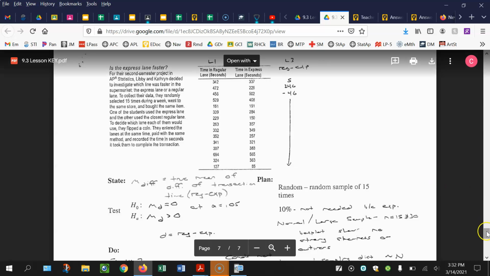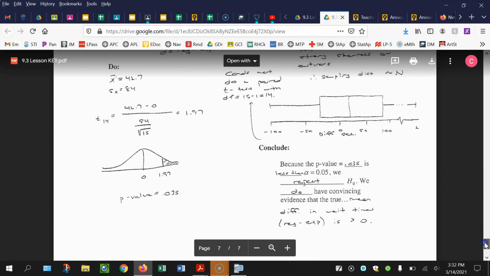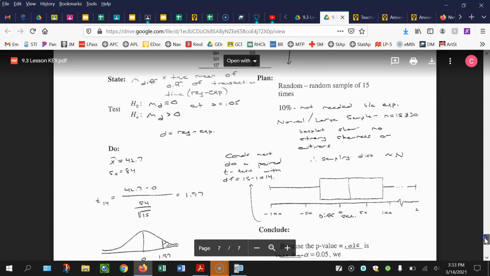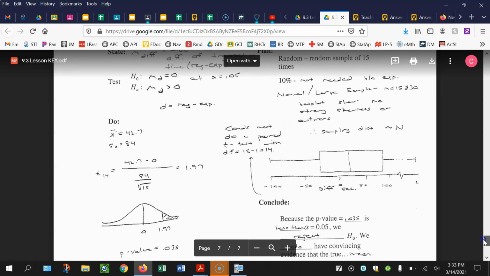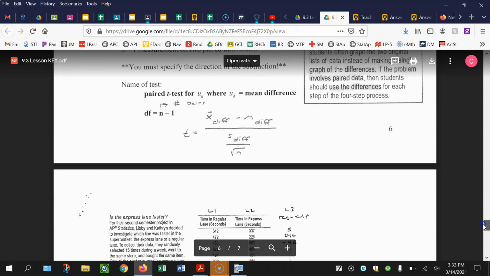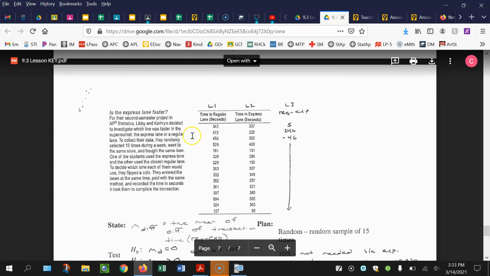Normal large sample, we run into an issue here. Sample size is not large enough. We don't know the shape of the population distribution. So here's what you need to do. And you'll notice I put this up at the top here.